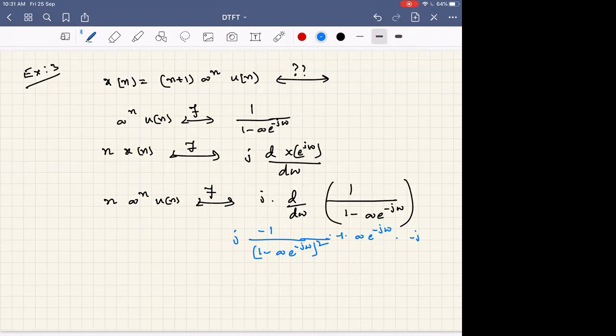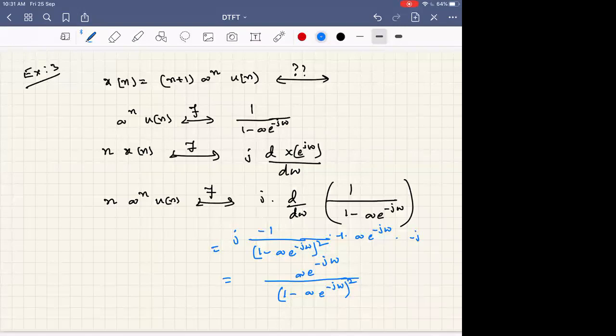And finally, what do I have now? So finally this is equal to a e power minus j omega into e power j omega by 1 minus a e power minus j omega into e power j omega whole square. Okay. Fine. So now what?